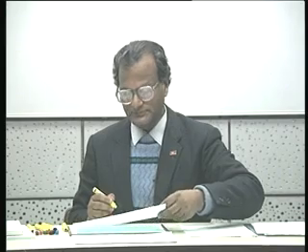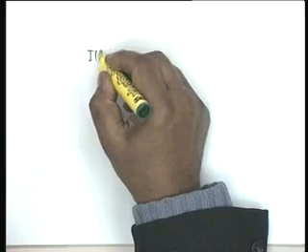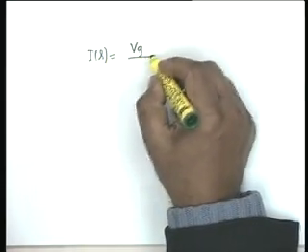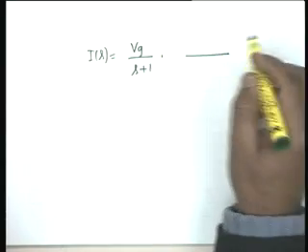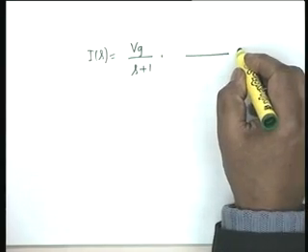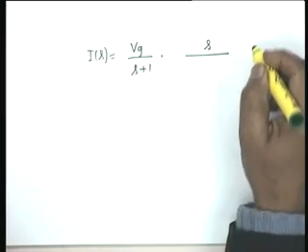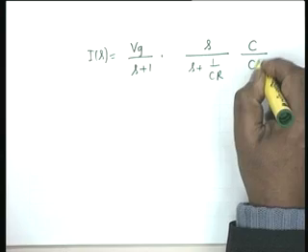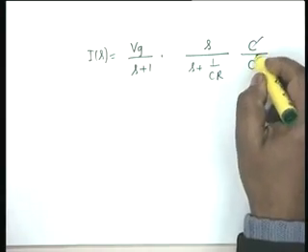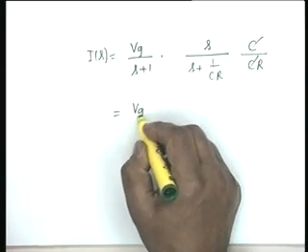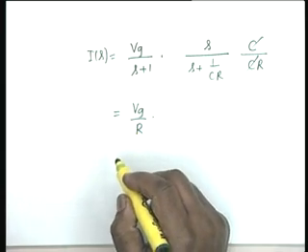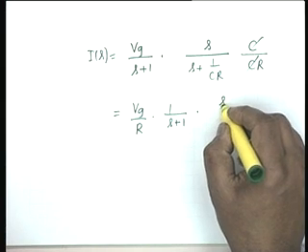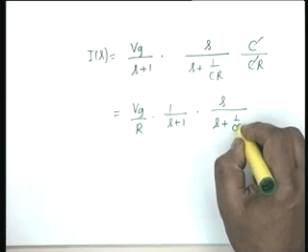Therefore, the response transform I of s now consists of, let me write this down again, Vg by s plus 1, then I write this as s plus 1 over CR, C divided by CR. Agreed? So, C and C cancel. Therefore, this is Vg by R, which is a constant, multiplied by 1 over s plus 1, multiplied by s divided by s plus 1 over CR.